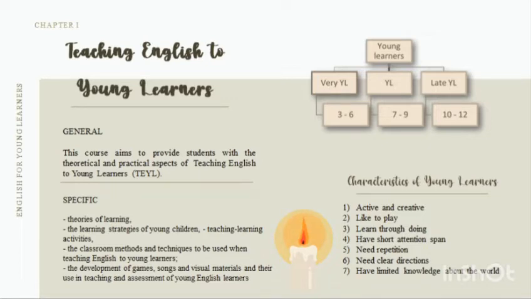So who are young learners? Very young learners are from 3 years until 6 years. Young learners begin from 7 until 9, and the late young learners are 10 until 12. So what are their characteristics? They are active and creative, like to play, learn through doing, and young learners have a short attention span, need repetition, need clear direction, and also have limited knowledge about the world.